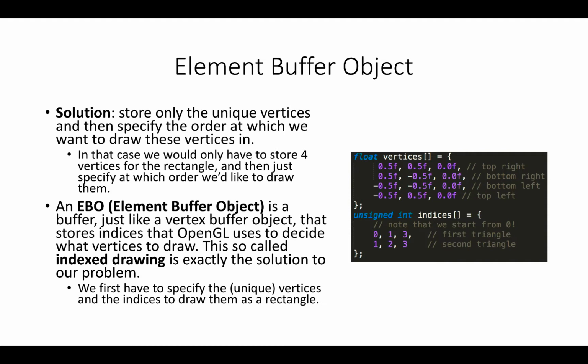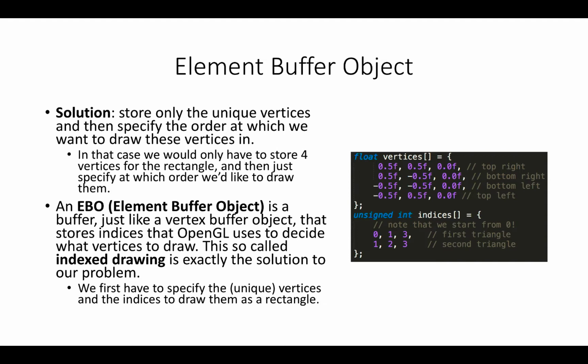Thankfully, element buffer objects work exactly like that. An EBO is a buffer, just like a vertex buffer object, that stores indices that OpenGL uses to decide what vertices to draw. This is so-called indexed drawing, and is exactly the solution to our problem. To get started, we first have to specify the unique vertices and then the indices to draw them as a rectangle. You can see that when using indices, we only need 4 vertices instead of 6.